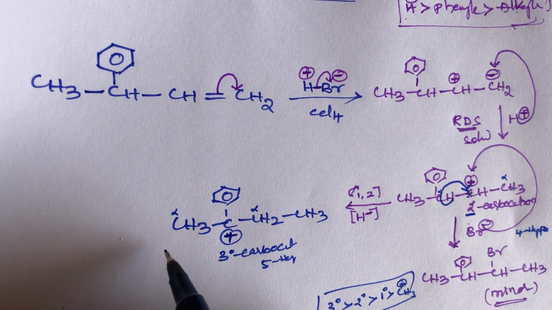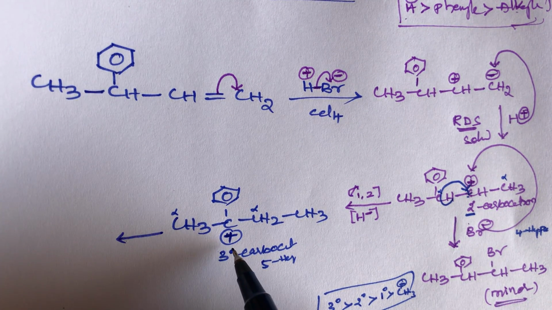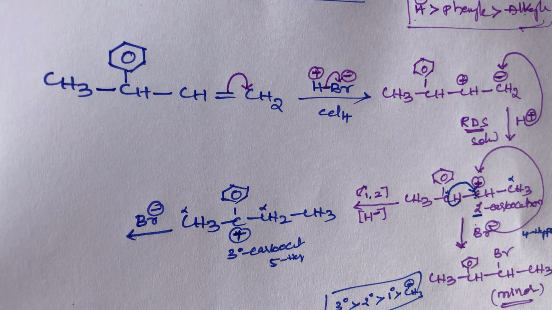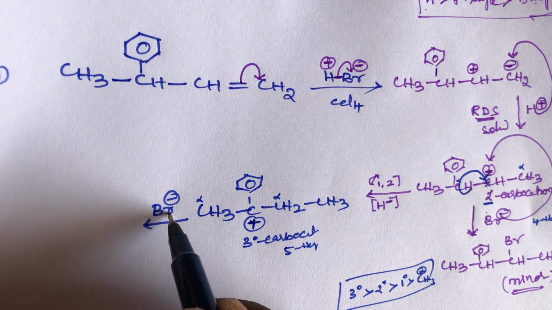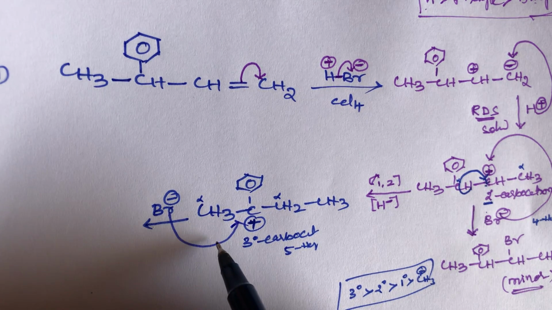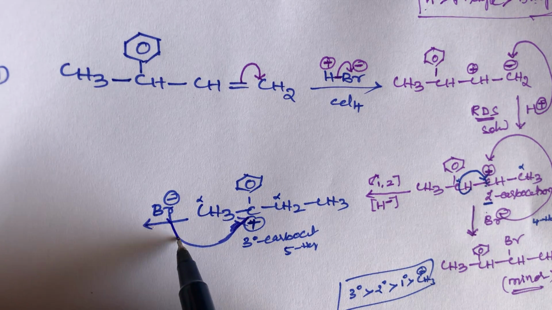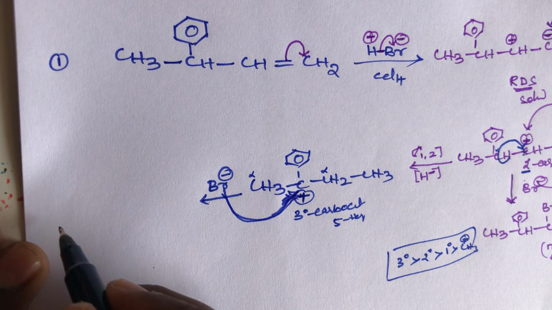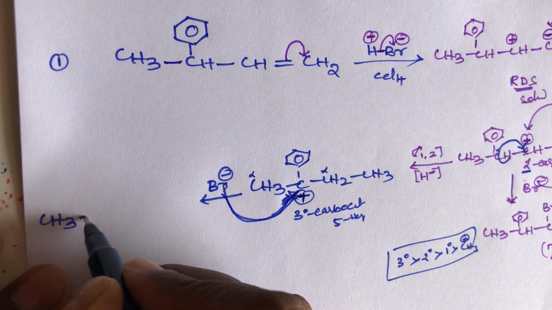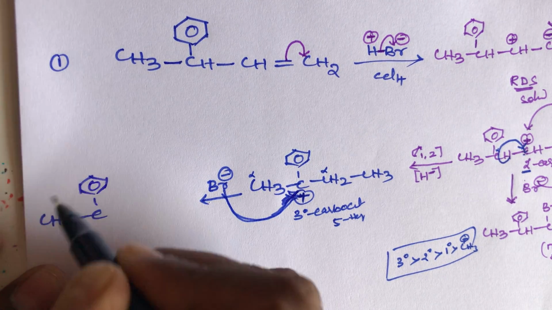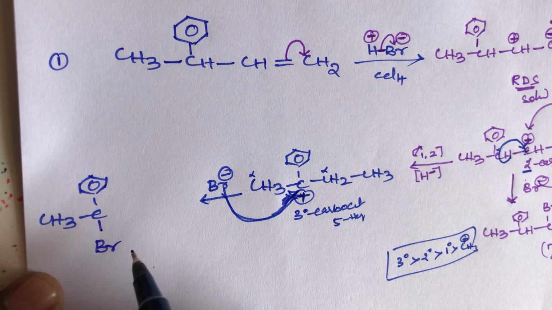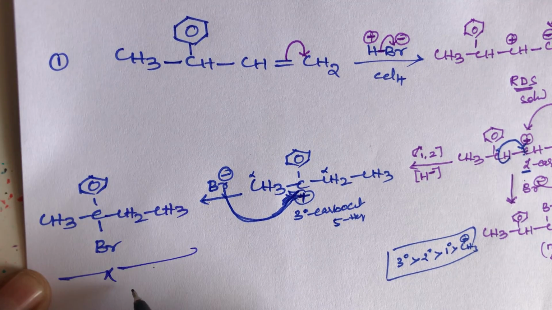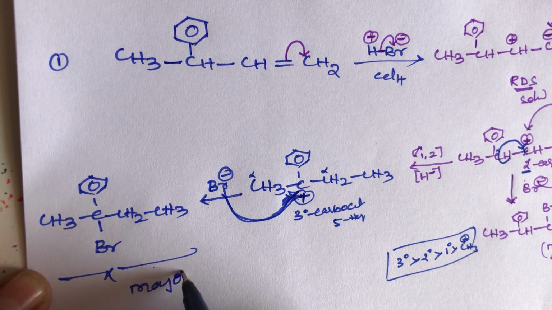Then after that, Br minus is left. The stable tertiary carbocation is there. After that, the nucleophile, that is Br minus, will always attack the positive species side. So what is the final product? We can write the final product: CH3, C phenyl, then here Br, then CH2, then CH3. This is the final product, student, this is the major product.